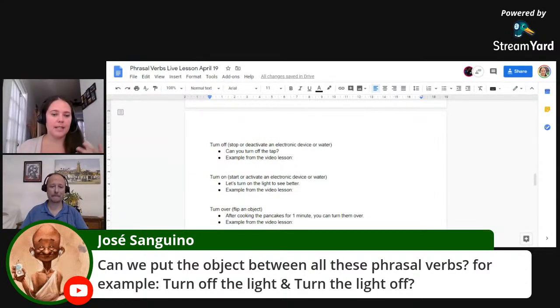No problem. But the best way to really get familiar with this is just to listen, be observant, and try to trust your instinct about, oh, that sounds right, that sounds wrong. And this is what native speakers do. They hear something and they go, no, that's wrong. But it's just because we don't hear it used in that way. So we have developed this sense of what sounds right and what sounds wrong. So it's a little bit tricky with phrasal verbs.